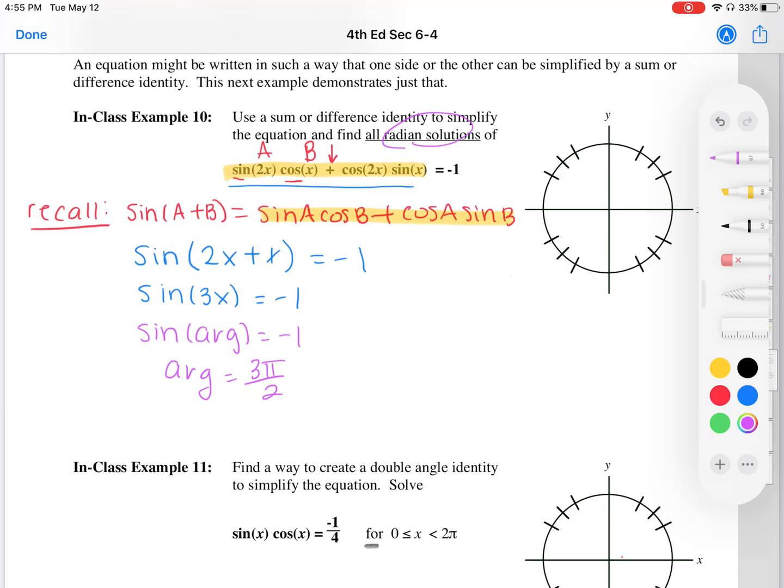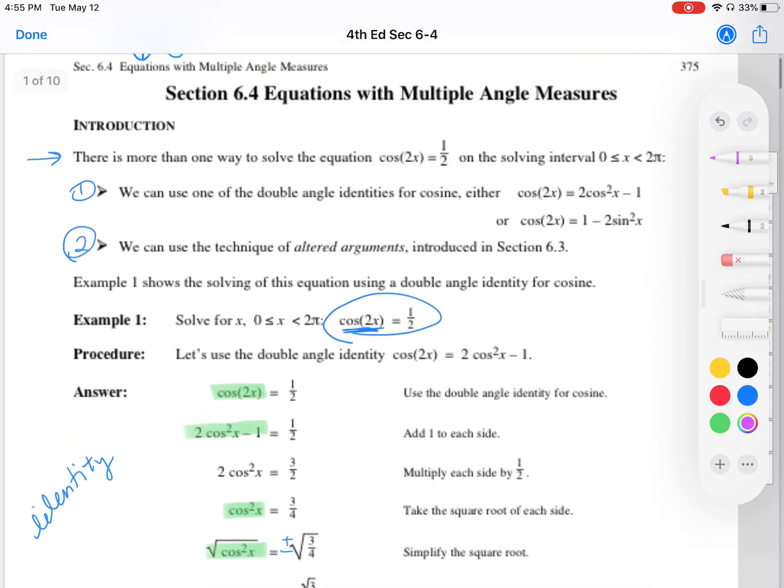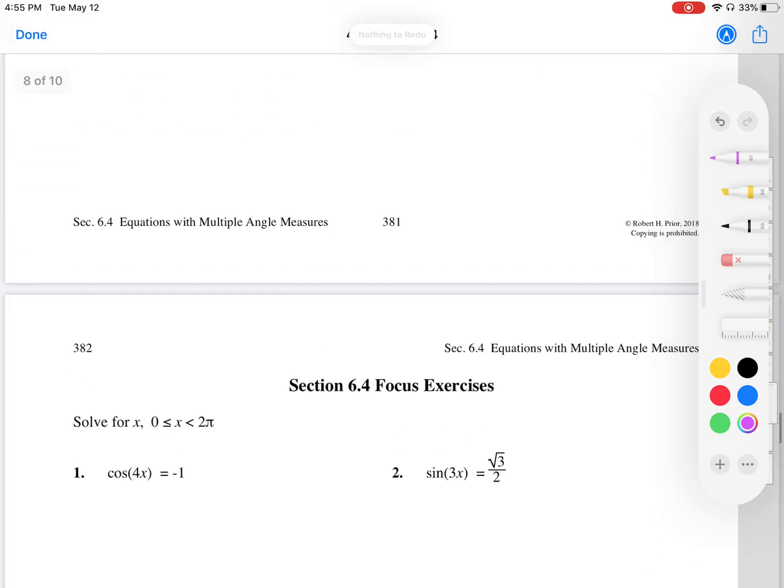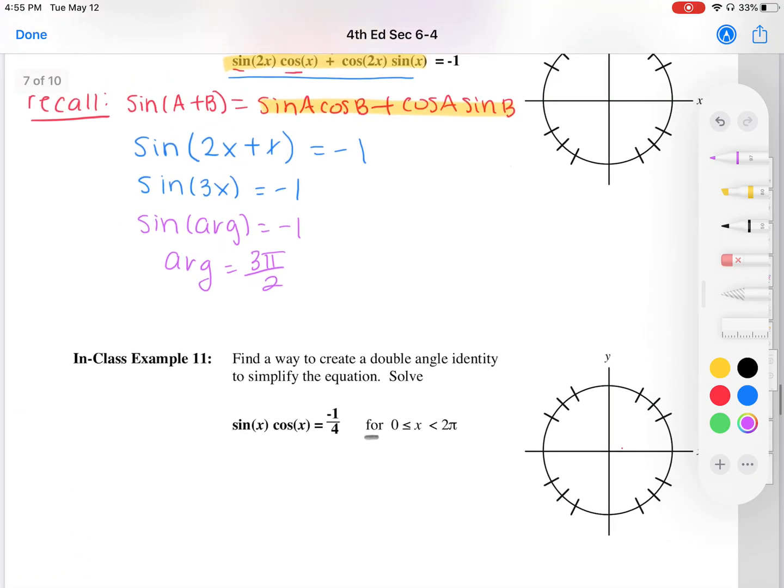All right. So let's replace my arg with our actual argument, which is 3x. So I have 3x is equal to 3 pi over 2.